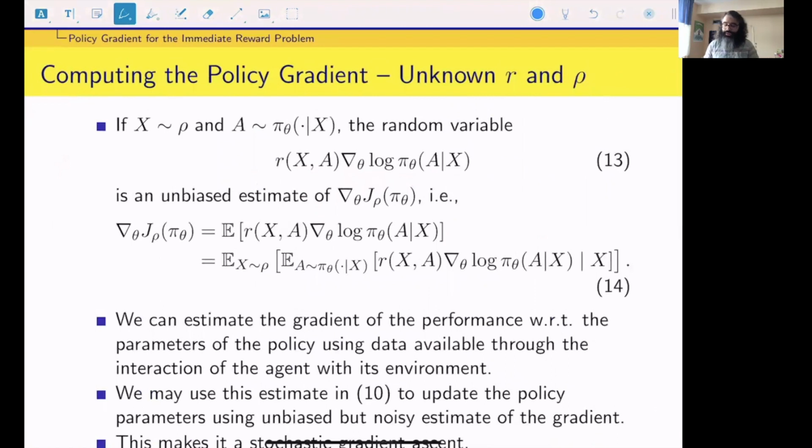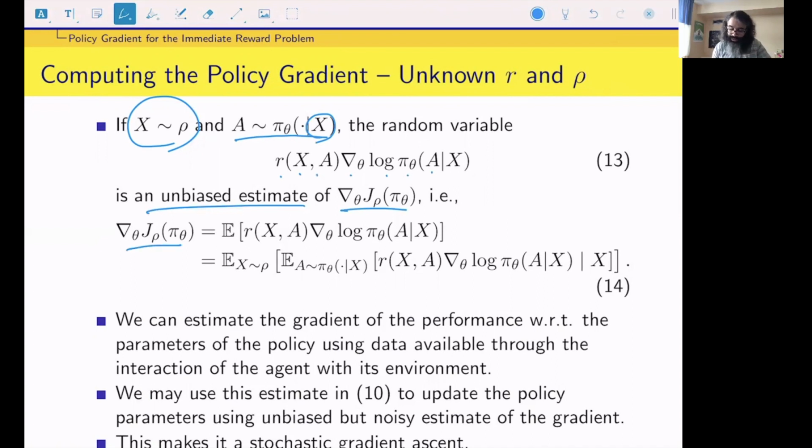Okay, now that was focusing on a single x. Now we can focus on x being random, coming from rho, and the action also being random, coming from pi theta conditioned on x. Then this random variable R of x and A times the gradient of log pi of A given x is an unbiased estimate of the policy gradient.